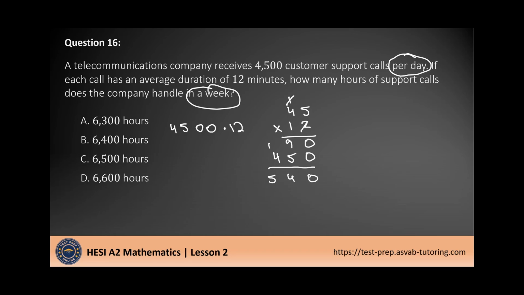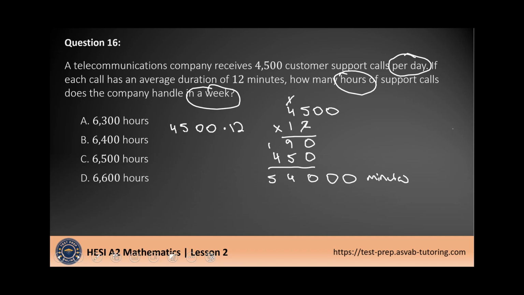So 540, and then this was actually 4,500. We had 2 more zeros here, so we're going to add 2 more zeros here. So we have 54,000 minutes of calls per day. The question is also asking about hours, right? How many hours of support calls? So this is in minutes. If we want to turn minutes into hours, we're going to need to divide by 60.